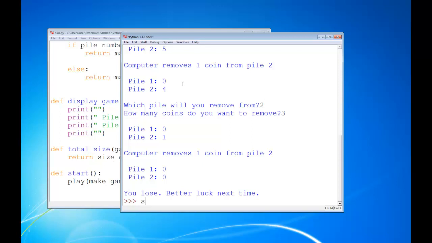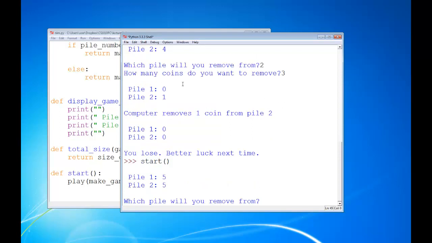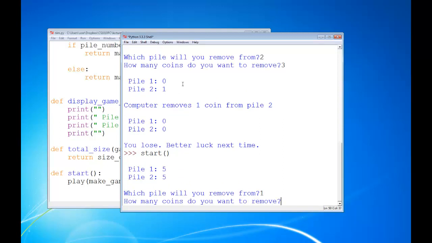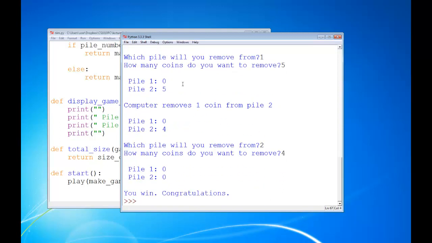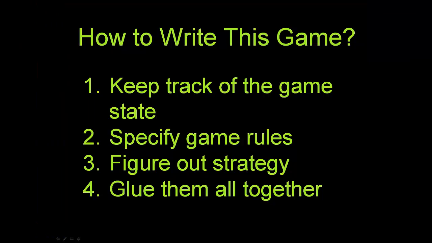Because the computer now removes 1 coin, and I lose because the one who removes the last coin wins. Right, so let's try again. So let's say I start. Now I remove 5 from the first pile, and then I remove 4 from the second pile, and now I win.